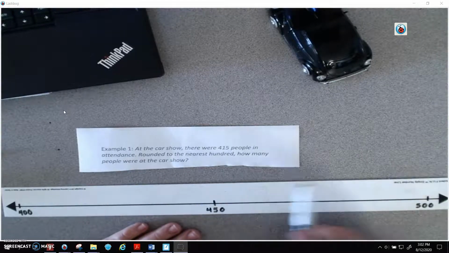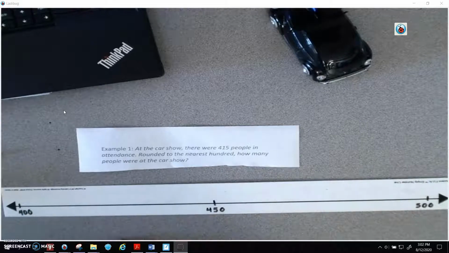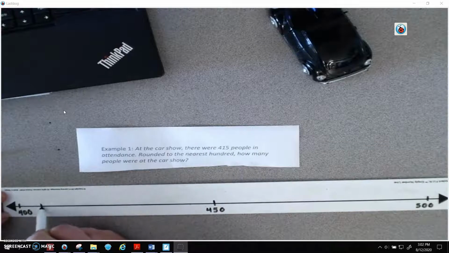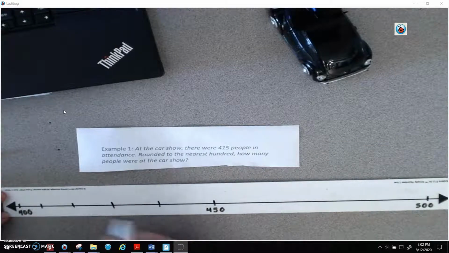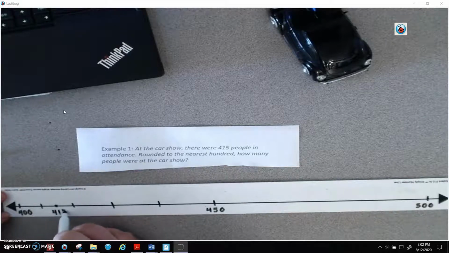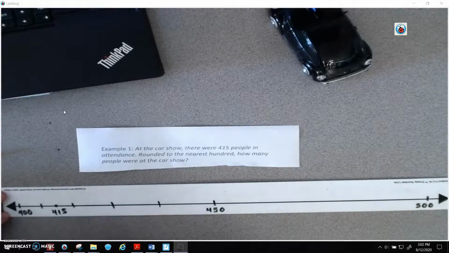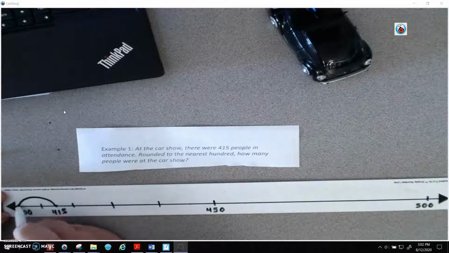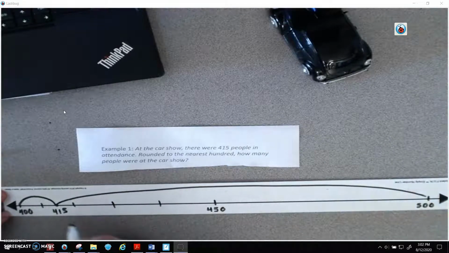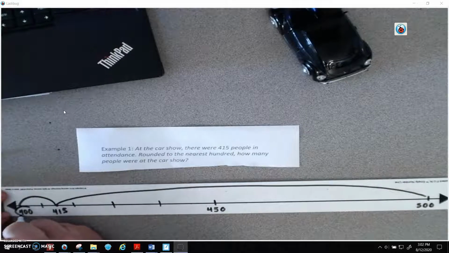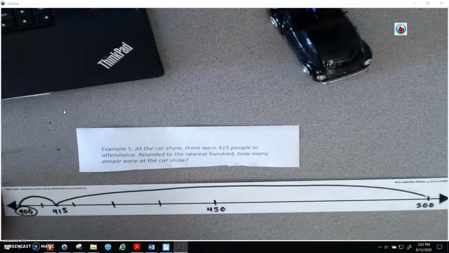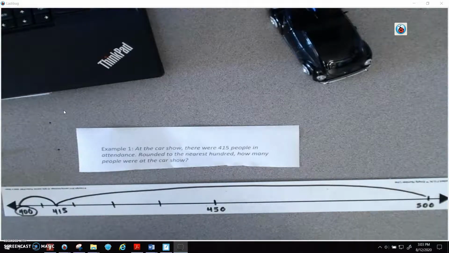If it's 450 or more, it's going to go this way, and if it's less, it's going to go down to 400. So my number 415, I know it would be like 10, 20, 30, 40. So 10 would be right here, so 415 would be right around here. To round, I'm trying to get the number that's closest. I can either go here, or I could go all the way over here. Using that information, I can clearly see that rounding to the nearest 100, 400 is the closest. So the answer would be there are about 400 people at the car show.